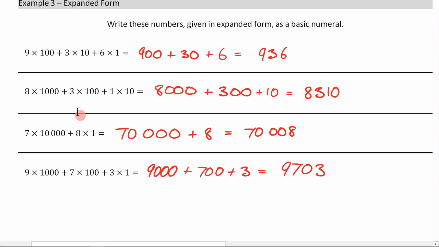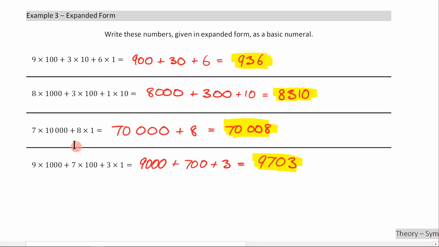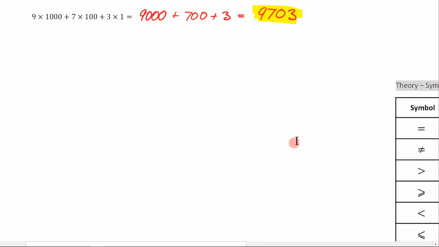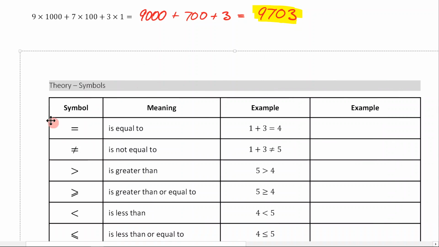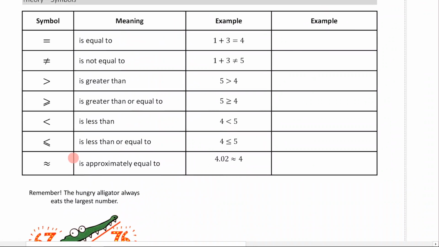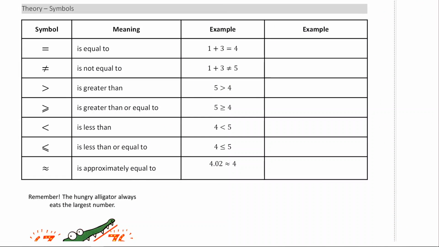So right here, if we wanted to, we could just highlight all our answers. This one is our answer. This one is our answer. This one is our answer, and this one is our answer. So hopefully you feel comfortable with converting back and forth from basic numerals to expanded form. The final thing that we're going to do in this lesson is just go through some symbols that are going to be really relevant to us.